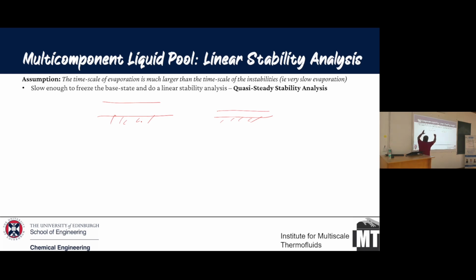Which means I can freeze the simulation in time, and for each of these time steps I can calculate and do a linear stability analysis. This is called a quasi-steady stability analysis. The advantage of this is that at every stage of evaporation, you will see how the system behaves. And this is for very slow evaporating systems.